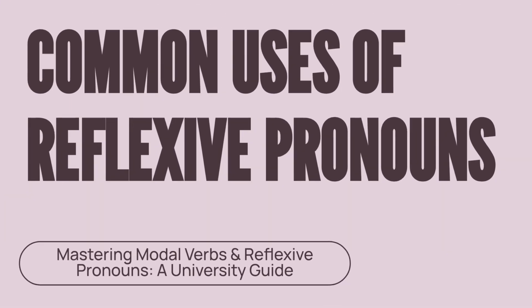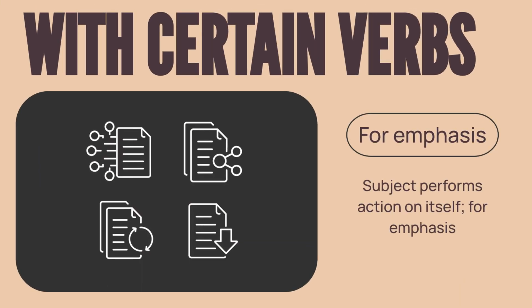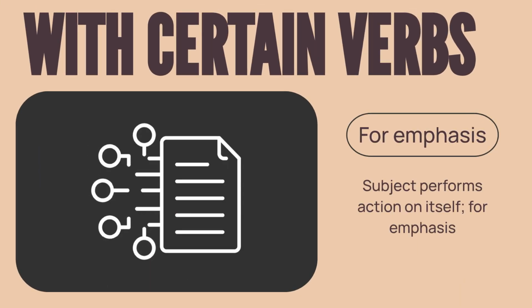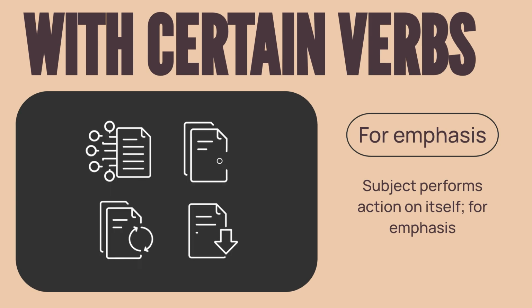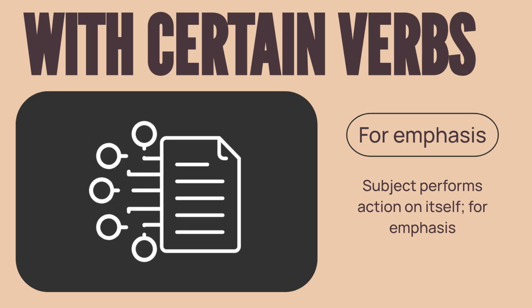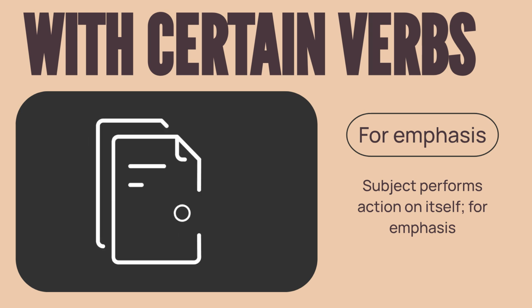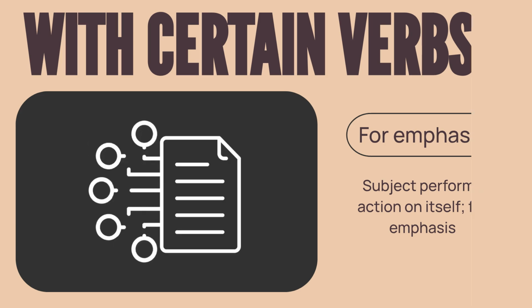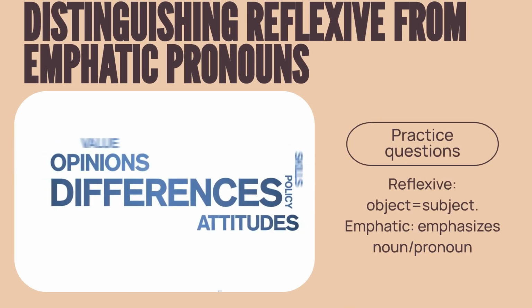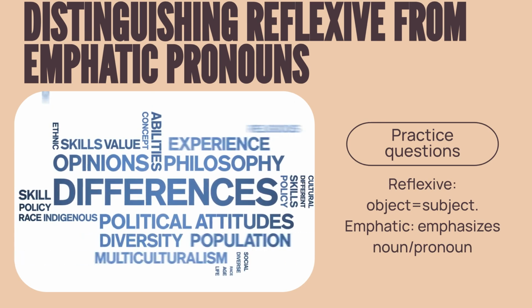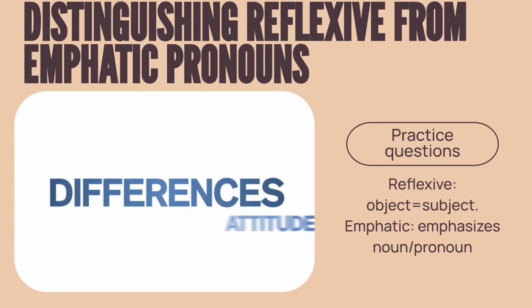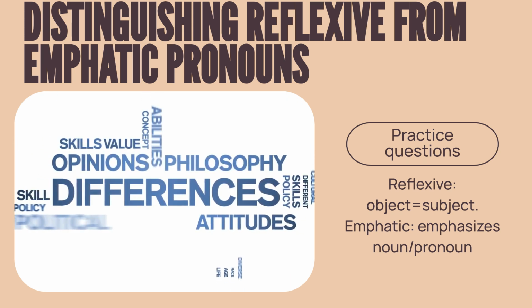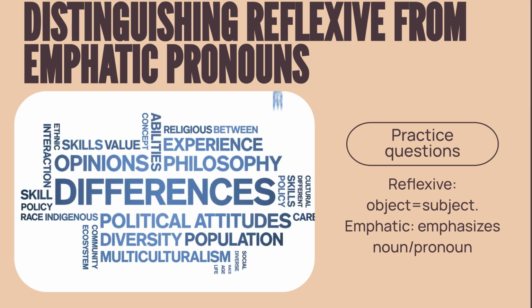Let's explore some common uses of reflexive pronouns in sentences. They are often used with certain verbs where the action reflects back on the subject, like enjoy yourself, blame yourself, or cut yourself. They can also be used for emphasis, such as I built the house myself. While similar, reflexive pronouns act as the object, while emphatic pronouns are used to add emphasis to a noun or pronoun already present. We'll differentiate these with practice.